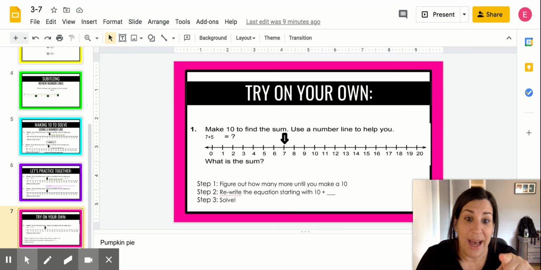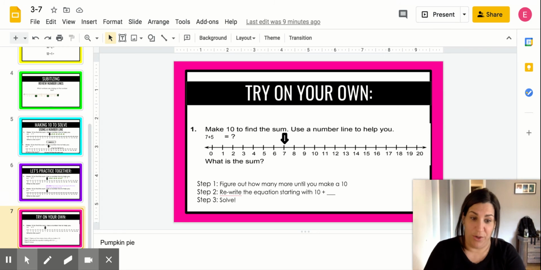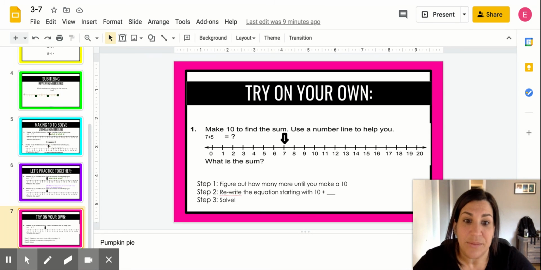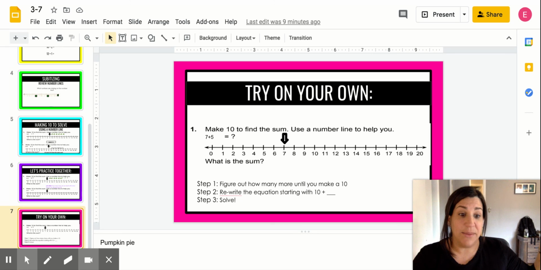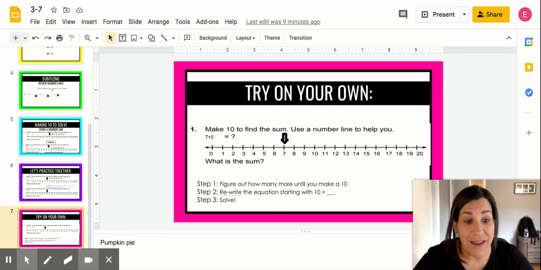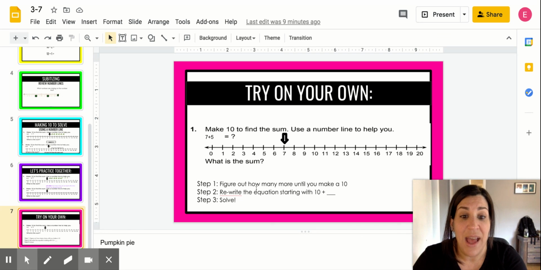Okay, so now on your dry erase board, I want you to try this on your own. Okay, think about 7 plus 5. You can make the jumps on the number line 5 times and get to your answer. Or you can think, if I start at 7, how many more do I need to get to 10? And then how many more do I need to go? All right, so you're going to solve this on your own on your dry erase board.